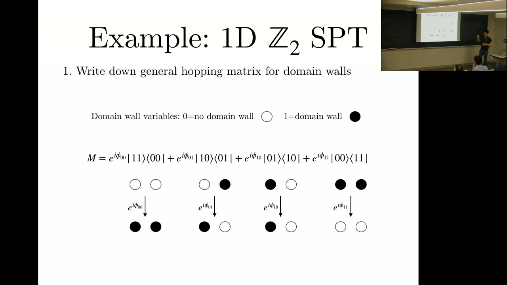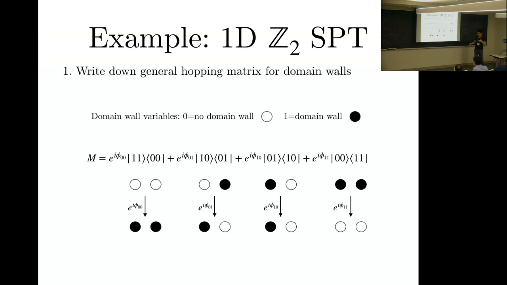So actually the easiest example is just in 1D, where I have a global symmetry, a Z2 SPT. If you know group cohomology, you say there's no SPT, but I have translation in this case because I have a uniform lattice. So actually there's one crystalline phase. And what I'm going to do is, in the dual theory, write down the domain walls as black and no domain walls as white. And I'm going to just write down a general matrix that creates domain walls.